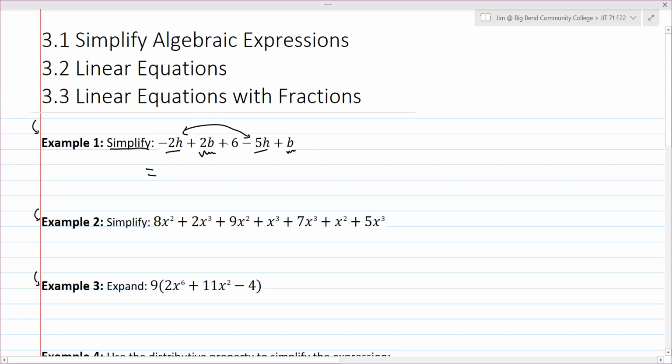We have negative 2h minus 5h, then we just have to calculate the numerical factor, and you'll eventually get negative 7h, right? So all the like terms are additive. That being said, we have 2b plus b, which will give us 3b. And then the number right there is alone with no like terms, so that's why we leave it alone. This is how you simplify an expression.